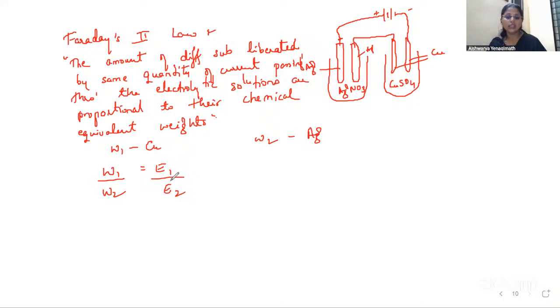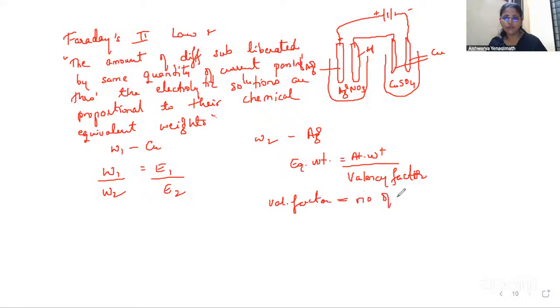So what question arises here? What's equivalent weight? We have already studied it. Equivalent weight is the atomic weight divided by the valency factor. Now, what is this valency factor? Valency factor is the number of electrons accepted by the metal ion.